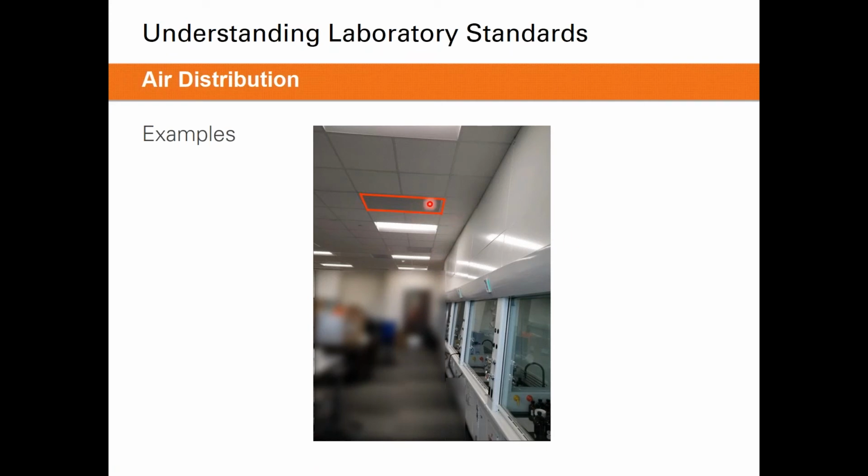In the case of laying out these diffusers here, we may want to add another ceiling tile or two in here to create some space between where the supply air is coming down and where that fume hood's face is.